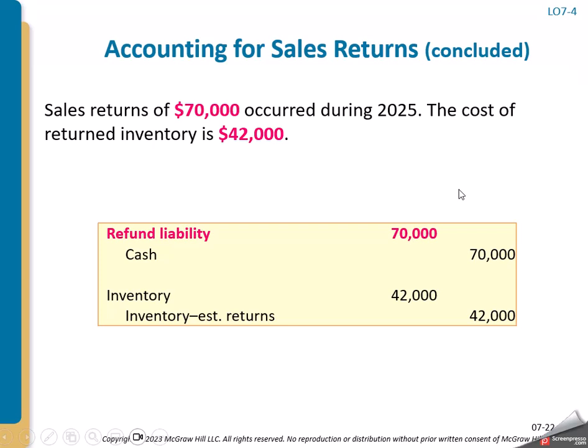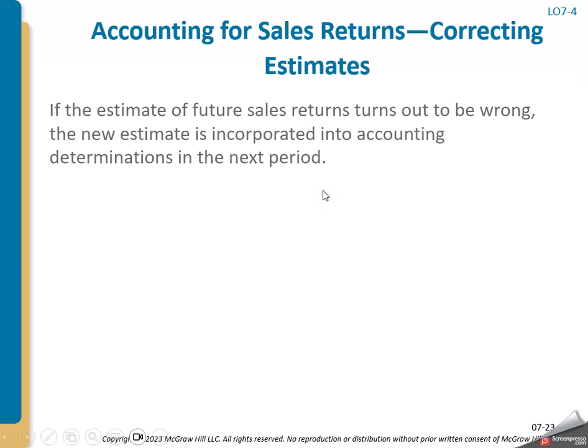Now we have that cushion, so when those returns do come back in 2025, we're just going to take it out of that. Say they all came back in: we're going to debit that refund liability and credit our cash when we're paying the people back or giving them credit. And then we're going to put it into real inventory and take it out of the inventory estimated returns.